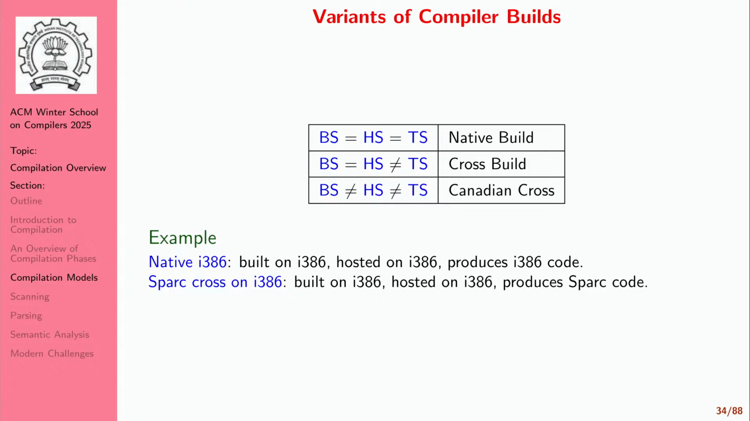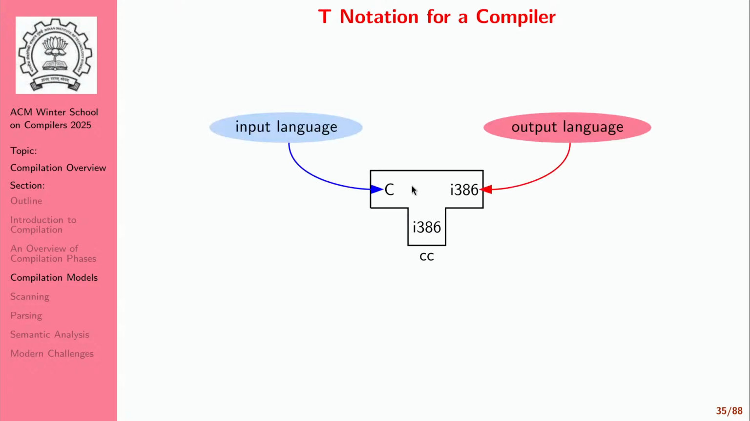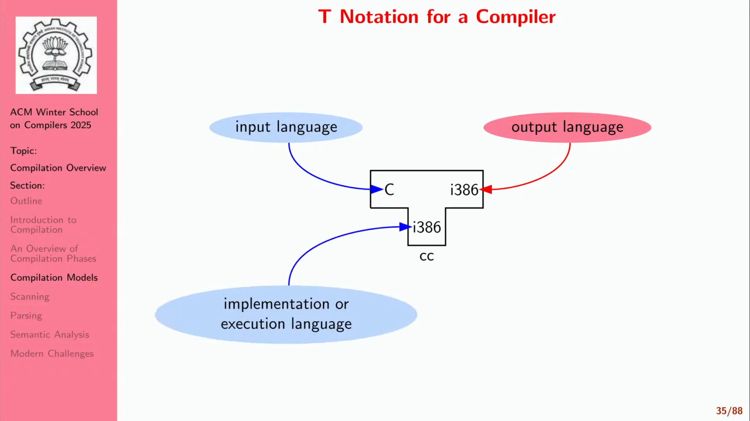Let's look at this notion a bit. So we use this notation called T notation for a compiler, which is a modified version of what the standard book says. So you have a C compiler. This is the input language, this is the output language, and this is the implementation or execution language. So I'm going to implement this compiler in this language, and I will execute this compiler in this language, and this is the name of the compiler, called CC.